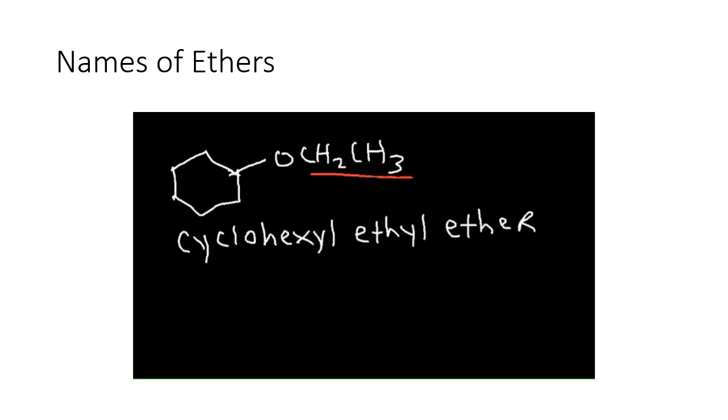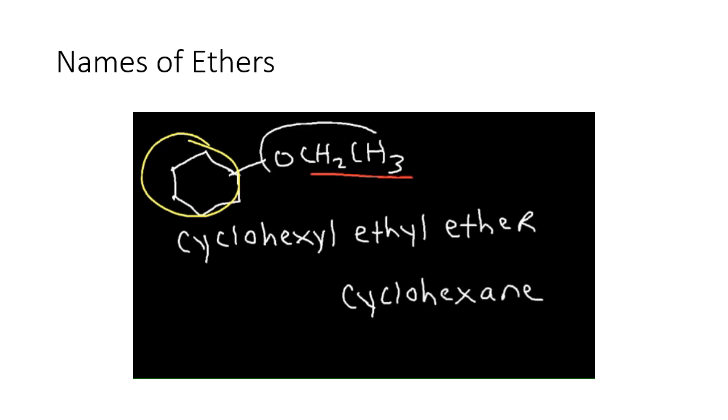Now for the IUPAC name, the 6-carbon ring is the longest chain, so that's going to be called cyclohexane. And the substituent is ethoxy, and it's automatically on carbon 1, so we could just write it as ethoxy cyclohexane.